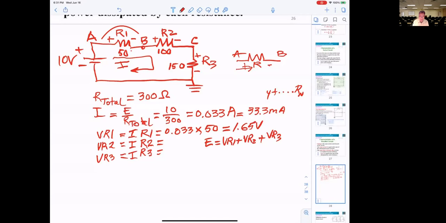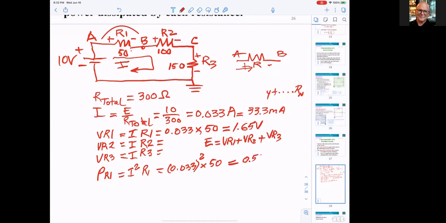Now, if I want to calculate the power P of R1, then we'll be using the formula I squared times R1. I will be 0.033 squared times 50. See what you get. 0.033 squared times 50, I got 0.0545. We've got 54.5 milliwatts.